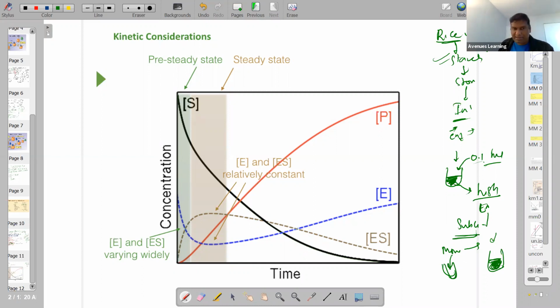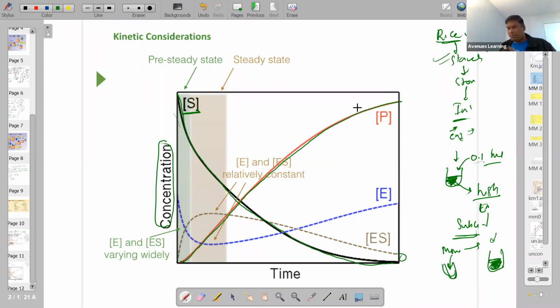When the reaction starts, just focus on this, you have a very high substrate concentration. This is like the money that you have. As the reaction proceeds, as you do more and more shopping, the money will go down to 0. The substrate concentration is going down with time, but the product, the red line, is increasing with time. One is going down, the other is increasing.